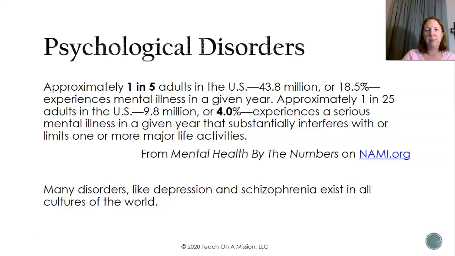As you can see here, approximately 1 in 5 adults in the U.S., 43.8 million, or roughly 18.5%, experiences mental illness in a given year, even if it is just a short-term mental illness. Approximately 1 in 25 adults, 9.8 million, or 4%, experiences a serious mental illness in a given year that substantially interferes with or limits one or more major life activities.